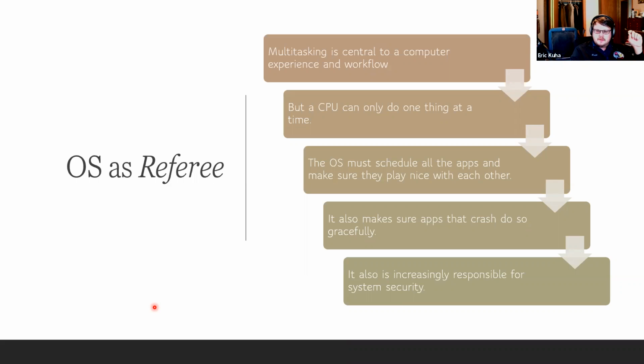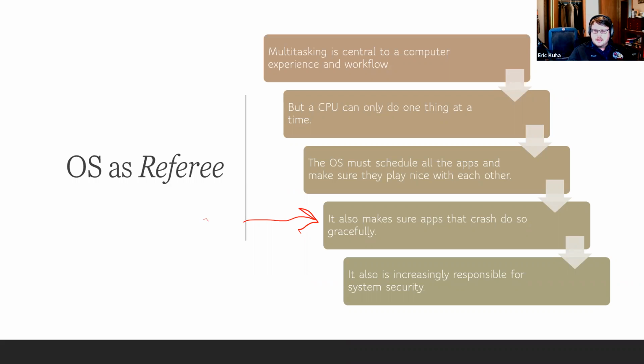It is also the case that apps have a tendency to crash on occasion. The operating system's job is to make sure that when an app does something that messes it up, that it's going to crash, but do it gracefully. Back in the day, if an app crashed, it could crash your whole system. Everything would come tumbling down like a bunch of dominoes.